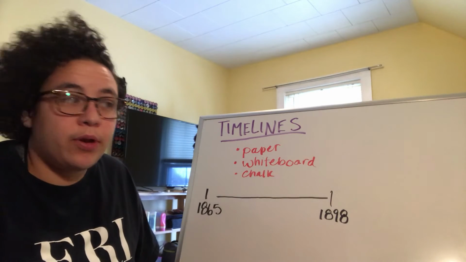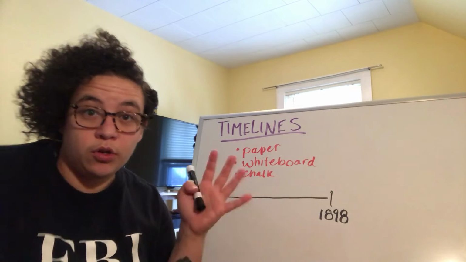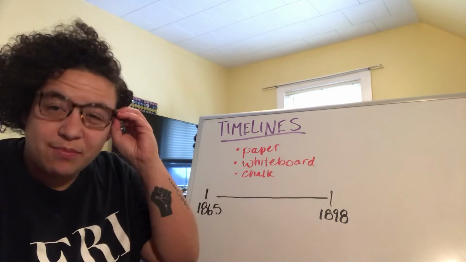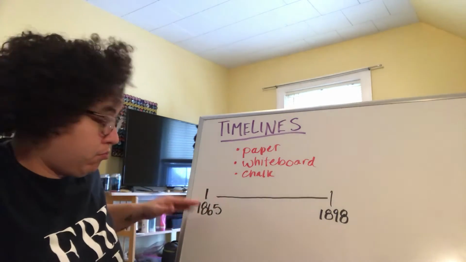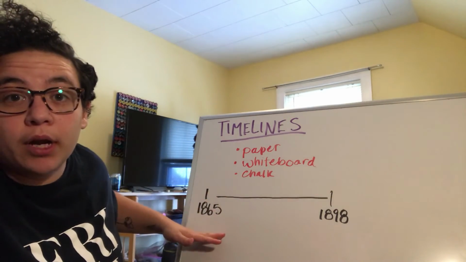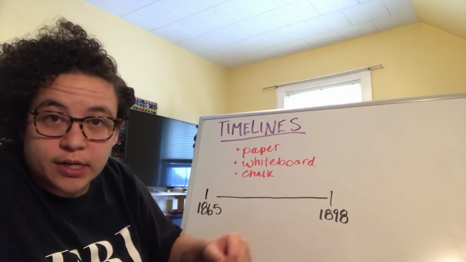So timelines are a pretty common, popular way to review a lot of material in a certain time period. You can do this in a bunch of different ways. You can get some paper and chart the different time periods that you want to cover. You could get a whiteboard like this and then make it bigger, go crazy.